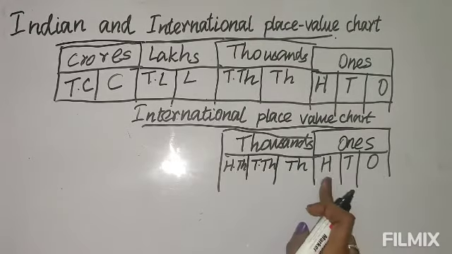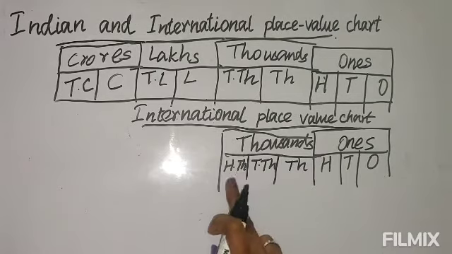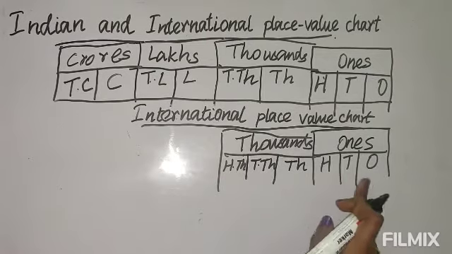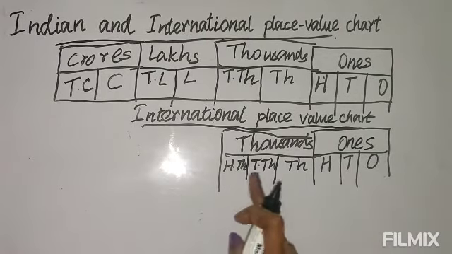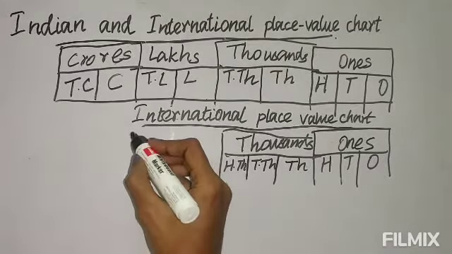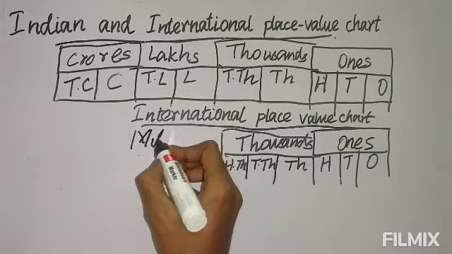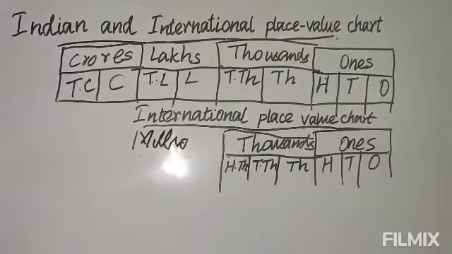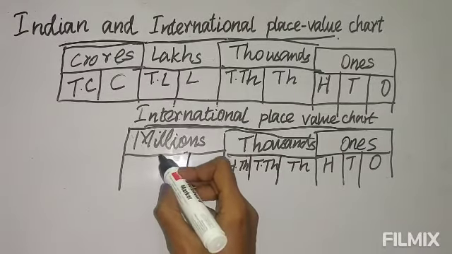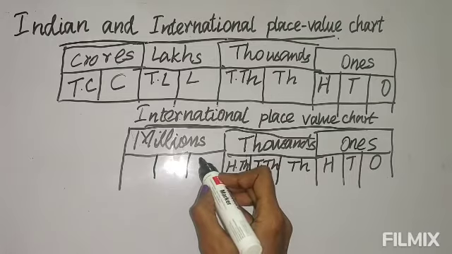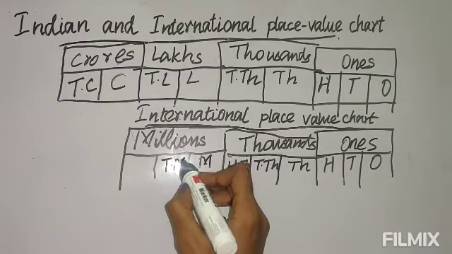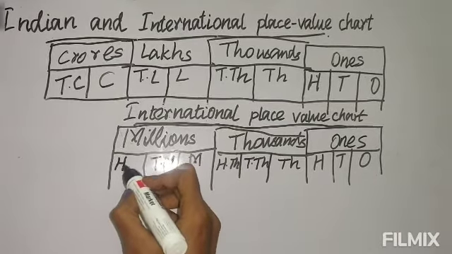You see, ones, tens, hundreds: 1, 10, 100. Same thing. This is repeated, but with thousand added: 1,000, 10,000, 100,000. Again the next period is the million period. Only up to million will you learn in the international place value chart. In the million period also there are 3 places: 1 million, next one is 10 million, next one is 100 million.